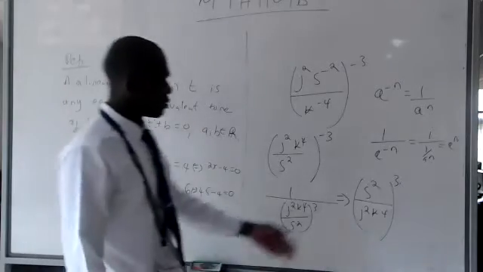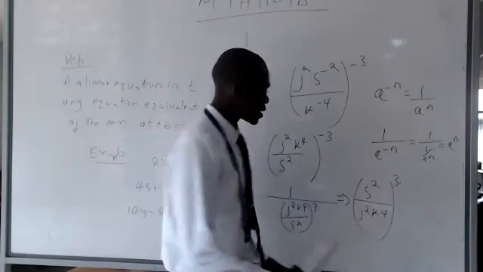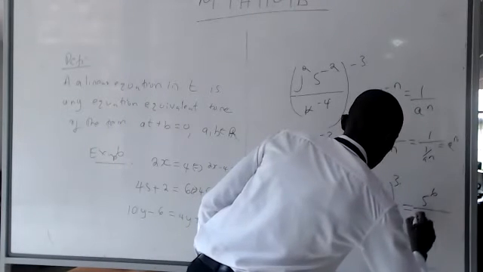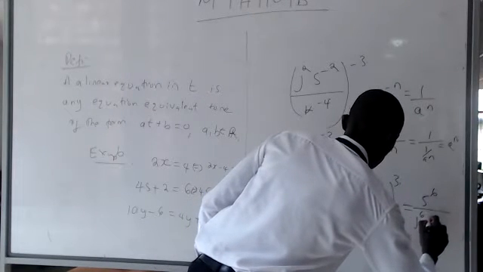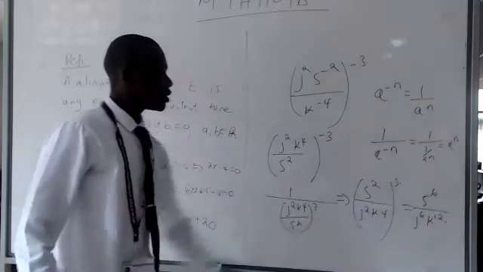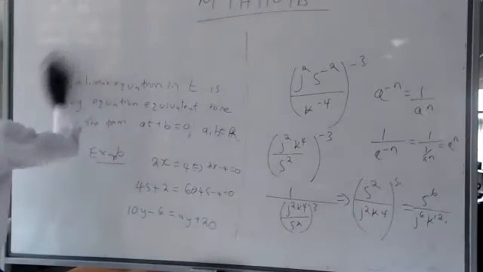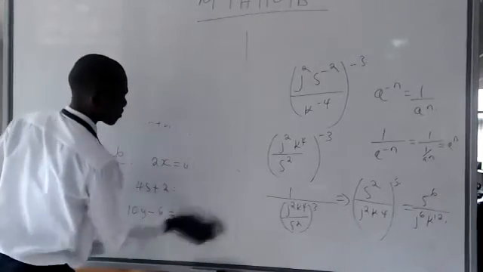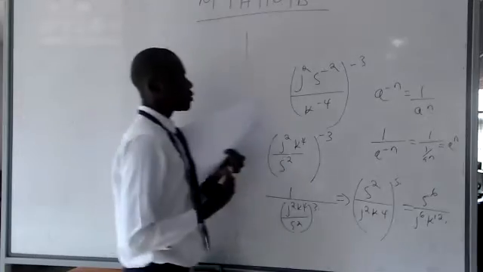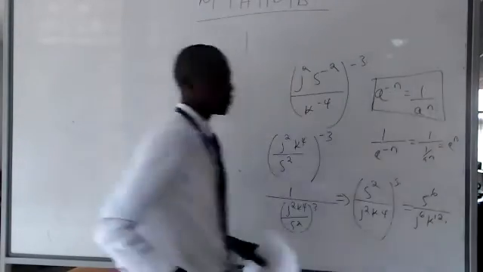You can leave your answer at this stage, or you can go ahead and raise the powers: s to the 6 divided by j to the 6 and k to the 12. Either of these is acceptable. Always remember this law, because all the other laws come from this one.